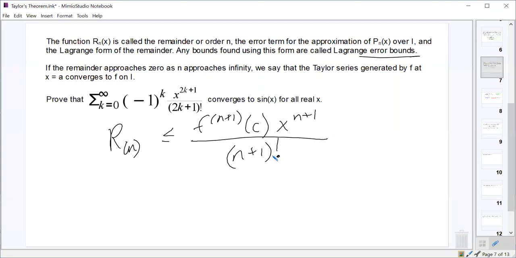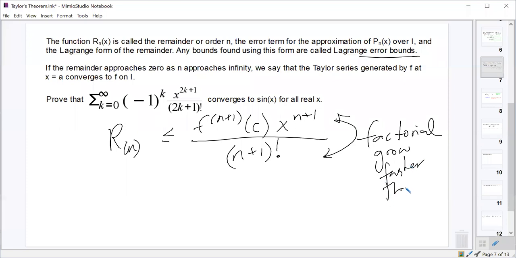Well, first off, as n goes towards infinity, which of these things grows faster? Does an x to the n plus 1, so exponential, or a factorial? Which one's going to grow faster? Factorial. And that's a very important point to note. A factorial will always grow faster than an exponential. Okay. A factorial always grows faster than an exponential. Everybody good with that? That should hopefully make sense, right?